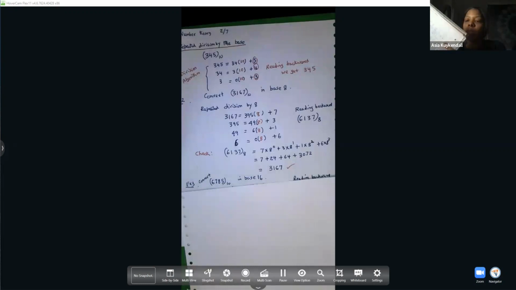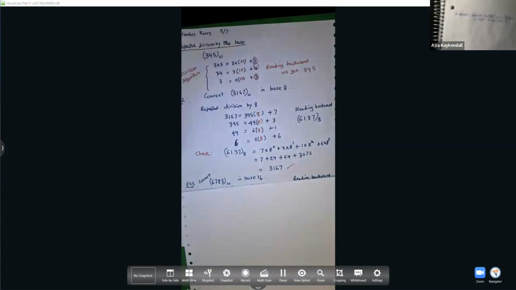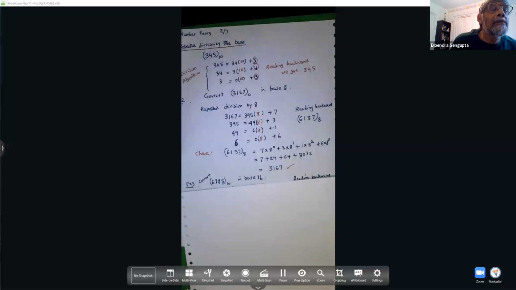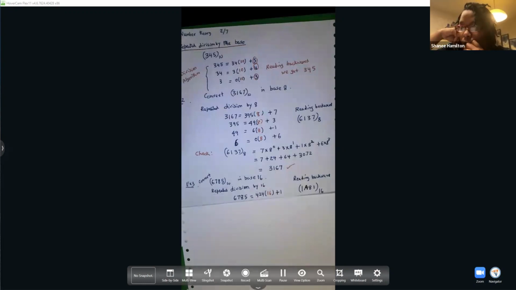So this is what I got so far. I'm kind of confused on this one. So what is the first step? Can you read the first step? Divide by 16. Divide by 16. So how many times? This is right, Asia? Yes, that's what I have for my first one.